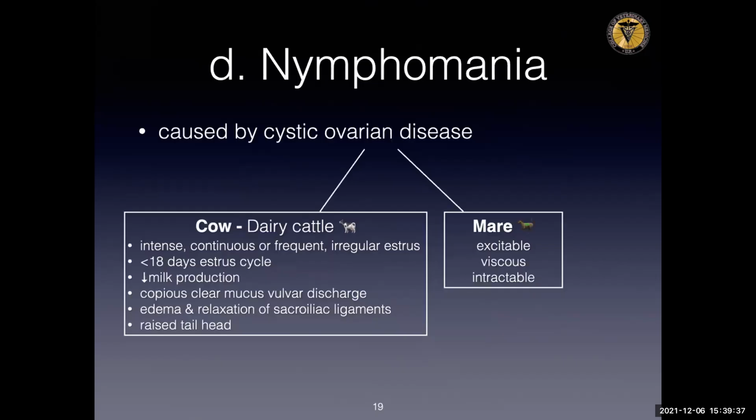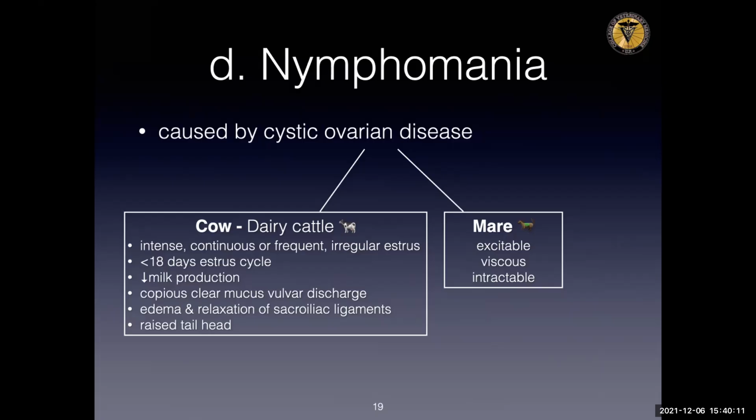On the nymphomania, this is what I mentioned earlier, commonly caused by cystic ovarian disease, and this is very common with the dairy cattle more so than the other animals. And the animal is not going into ovulation. She just keeps on having this frequent or irregular estrus, lesser than 18 days. Okay, so that's one thing that you look into to really know that the animal is nymphomaniac.